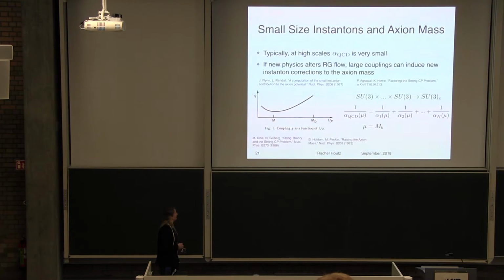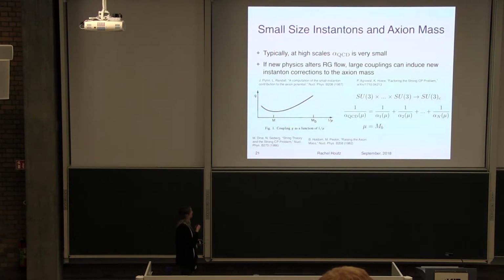Except there are other sources of axion masses, as was pointed out just in the previous talk. So typically at high scales, the QCD coupling is very small. But that's not always true, depending on what you do with the RG flow. So if new physics alters the RG flow, large couplings at high scale can induce new instanton corrections to the axion mass, just like what was just shown.